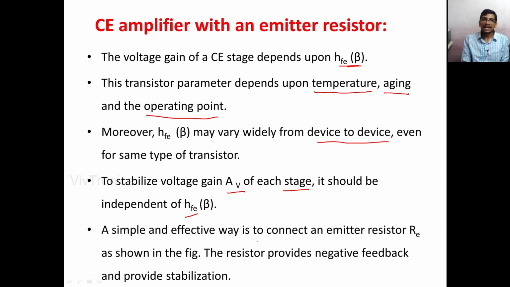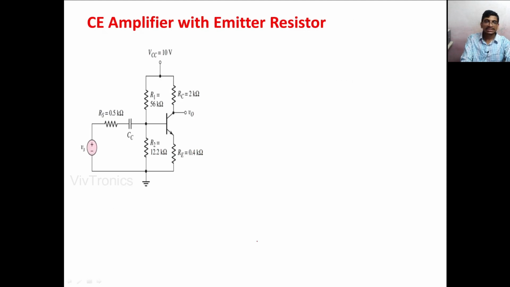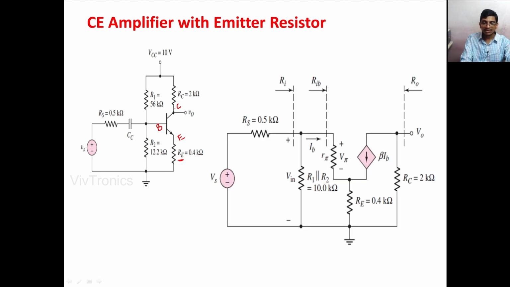So in order to stabilize our gain, we are going to connect one resistor Re in the emitter circuit of our CE amplifier, that will provide the negative feedback. That will provide the stabilization. This is the circuit of the CE amplifier with the emitter resistance. Here one Re resistor is extra, from the emitter terminal to the ground terminal. In the previous circuit the emitter terminal is directly grounded, but now the emitter terminal is connected through the Re resistance to ground. Now this is the small signal equivalent circuit of the CE amplifier with emitter resistance.